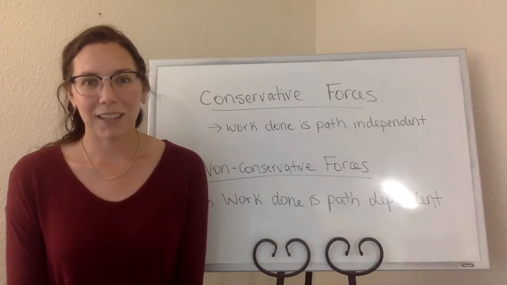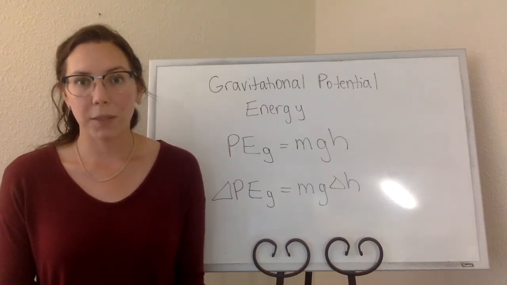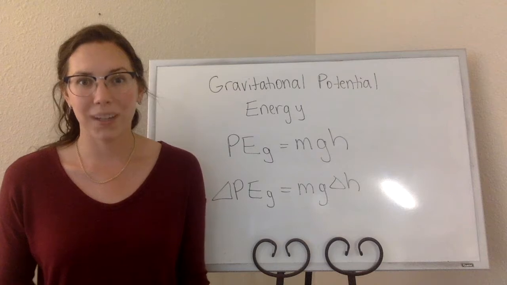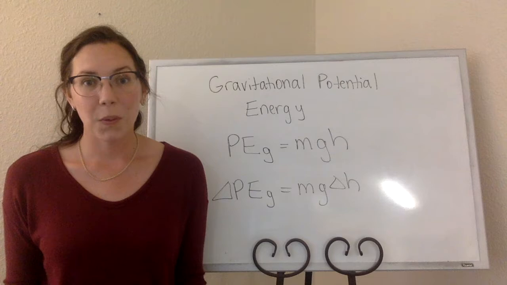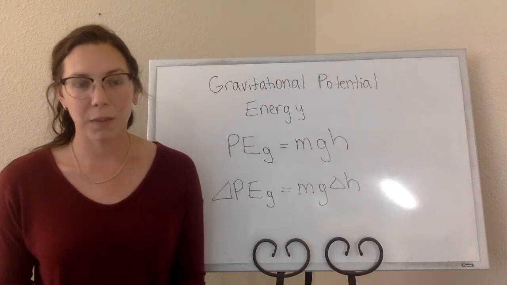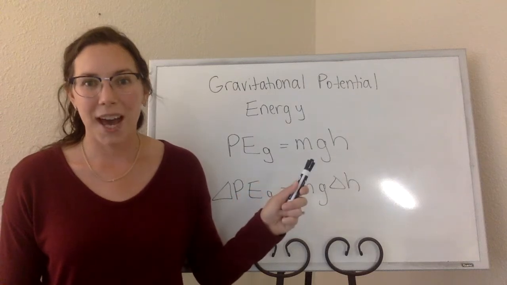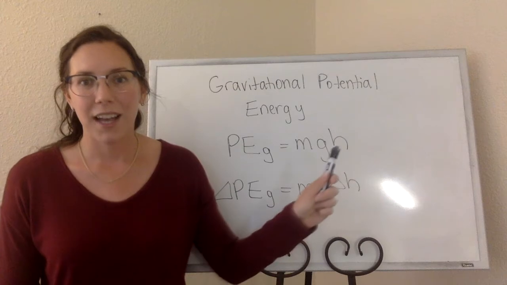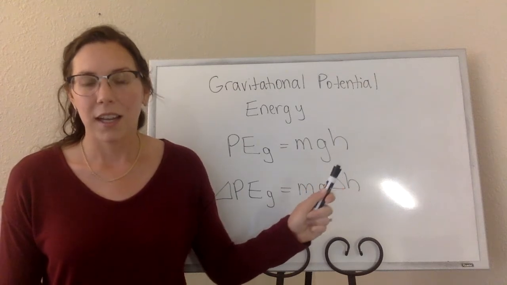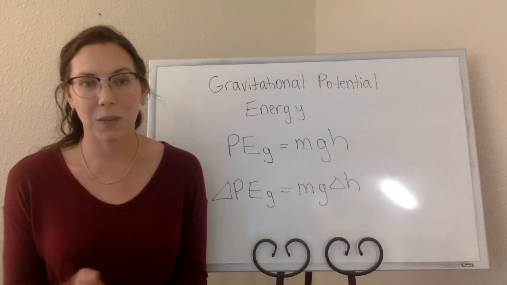Okay, let's start by looking at gravitational potential energy. Potential energy means stored energy. So gravitational potential energy is energy stored in a system due to work done by the force of gravity. So the term is PEG, for potential energy, and the G means gravitational, equals the mass in kilograms times g, 9.8 meters per second squared, times the height h. Now the height is in meters, and it's the height above a reference point, h equals 0.